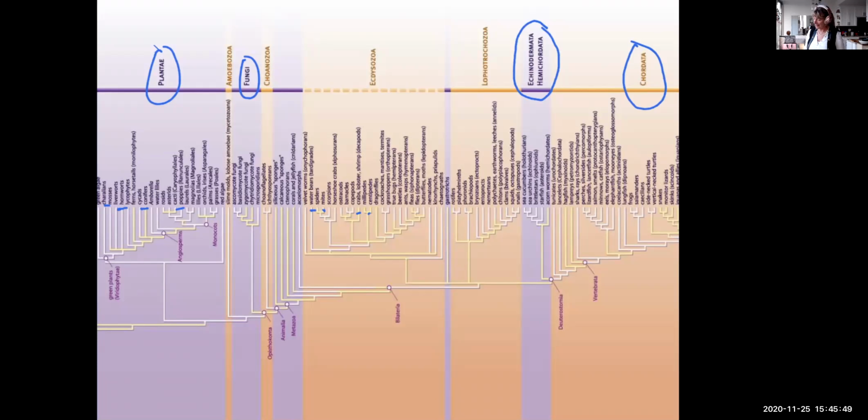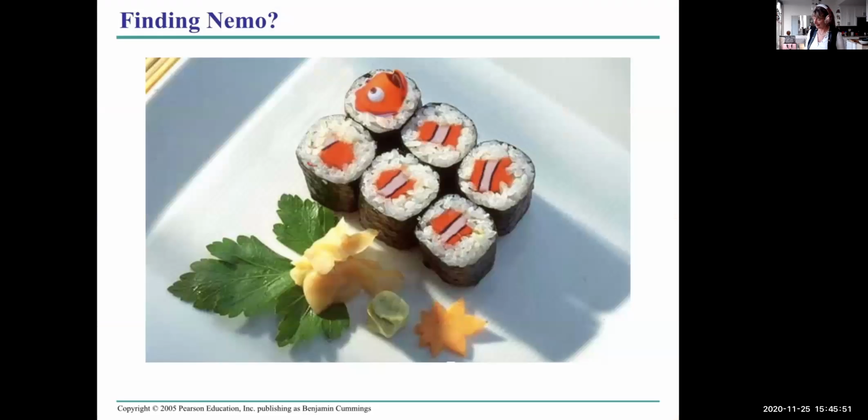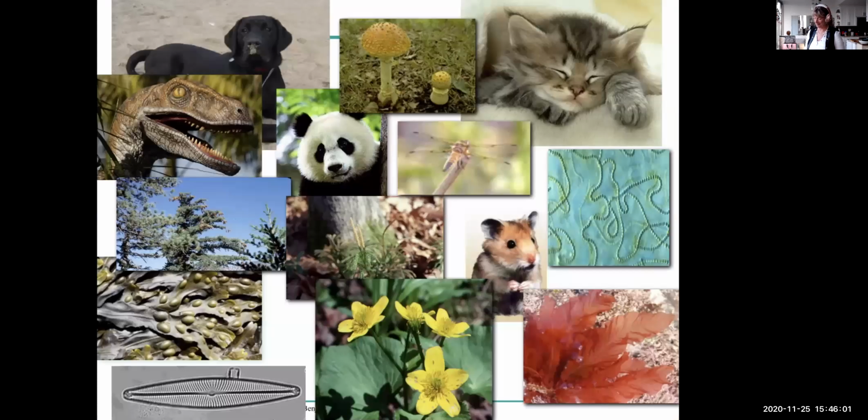And somewhere on that tree is Nemo. Let's see. Oh, there he is. Sorry, I couldn't help but put poor little Nemo in there. And we found him on the phylogenetic tree.